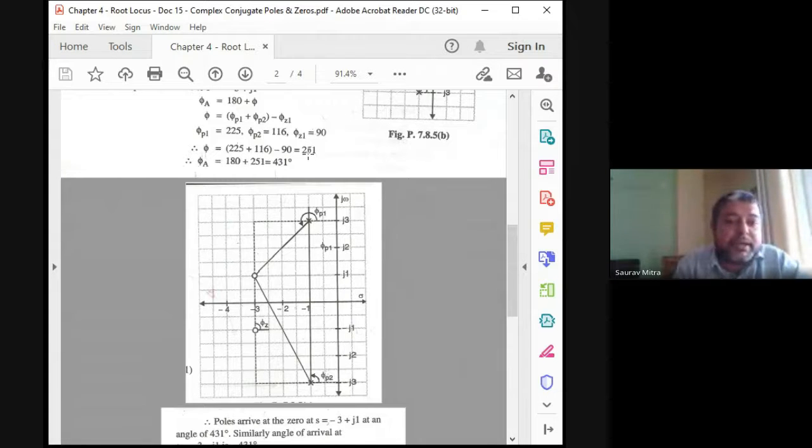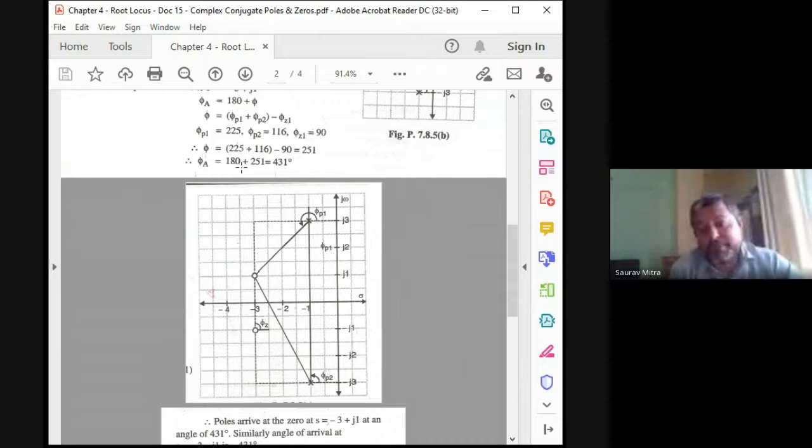And what is actually the phi A, angle of arrival? For angle of arrival, it is 180 plus. So this is another new thing you are finding. For angle of departure, the angle is 180 minus phi. Calculation of phi process is same. So for angle of arrival, it is 180 plus phi. So you're finding that this angle is 431. 431 is nothing but 431 minus 360.